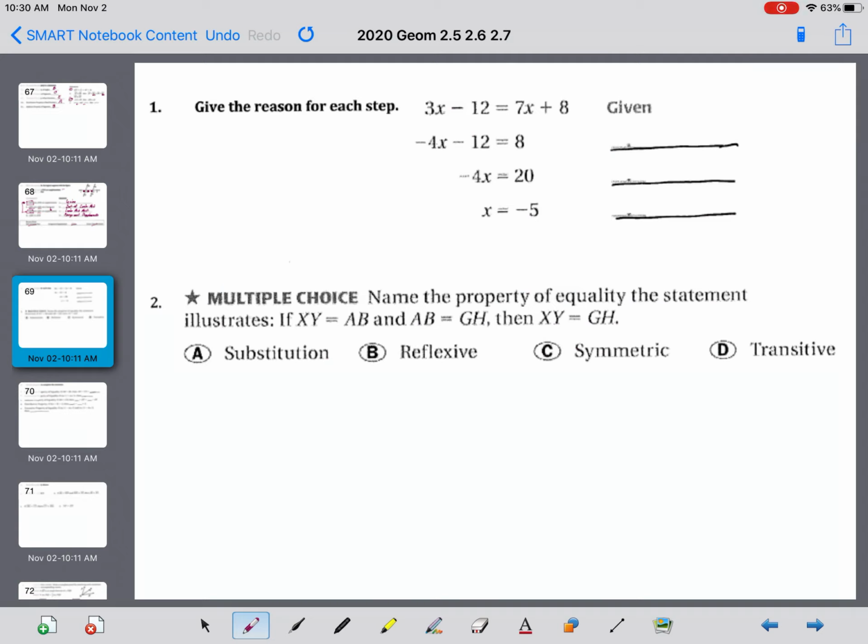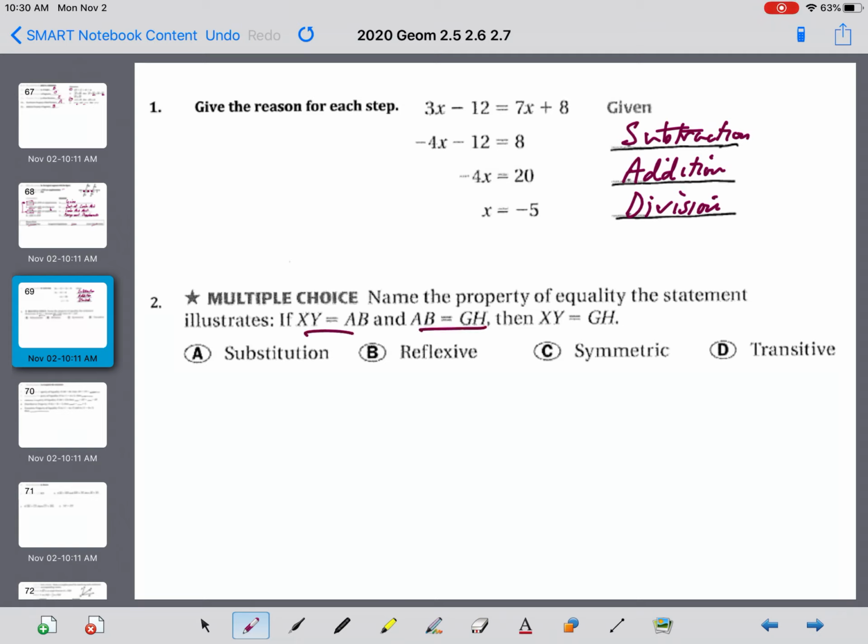This one is already done. What did they do? They subtracted 7x from both sides, and then they added 12 to both sides, and then they divided both sides by -4. Okay? Number 2, which property is given here?